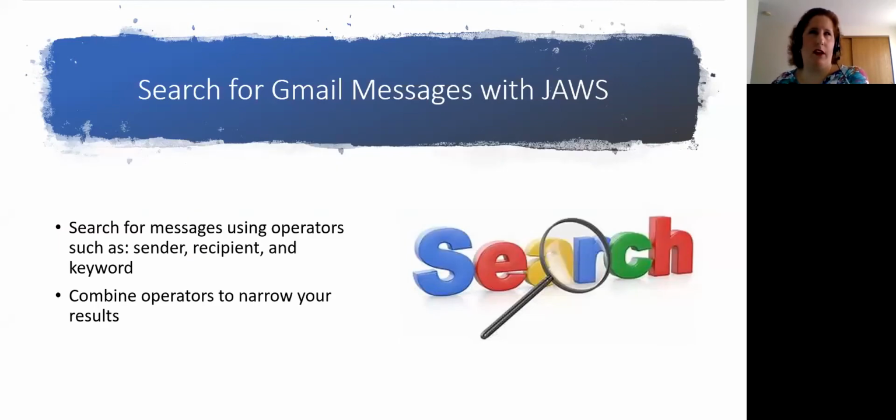Okay, so we're going to talk about searching for Gmail messages using JAWS. If you want to search for messages, you can do that using what they call search operators, such as by sender, by recipient, by keywords that are in the subject or the message line. And you can even combine the search operators. So if you wanted to search by sender and also by keywords in the subject so that it narrows it down even more, you can do that. We actually have a video for this demonstration that we're going to go ahead and play for you now.